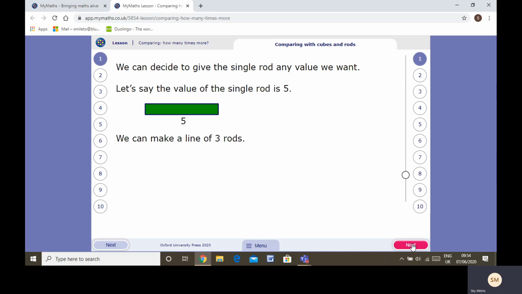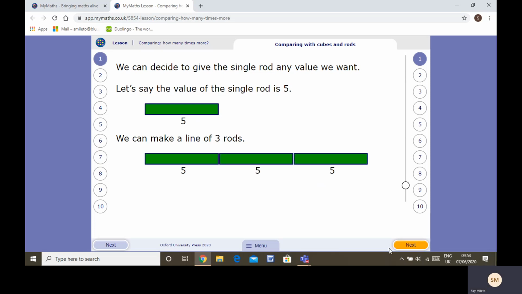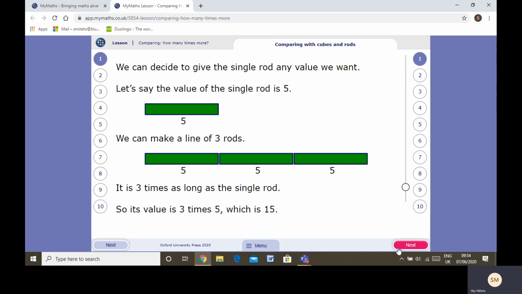Now this one, we could have 3 rods of 5. Okay, you can see it's a bit longer this time because we've got 3 of them. It's 3 times as long as a single rod, so we would do 3 times 5, which is 15.